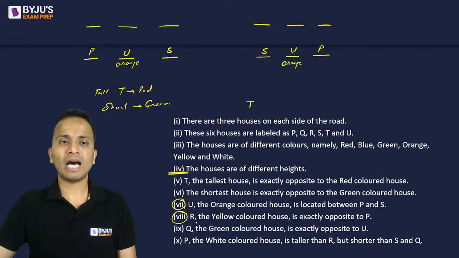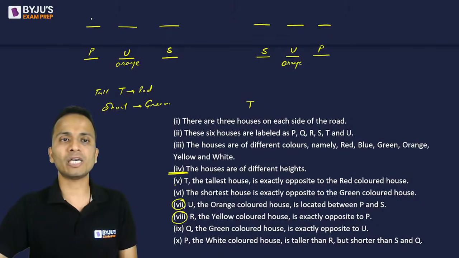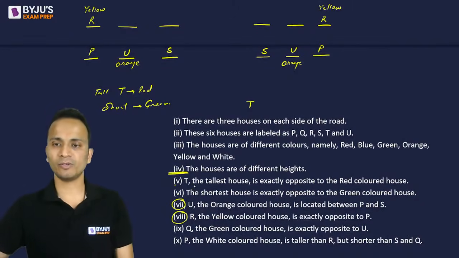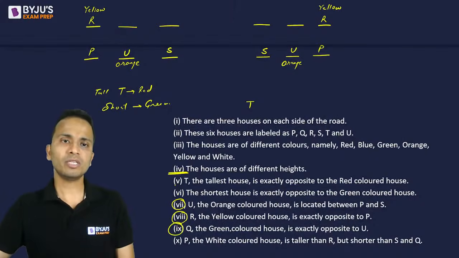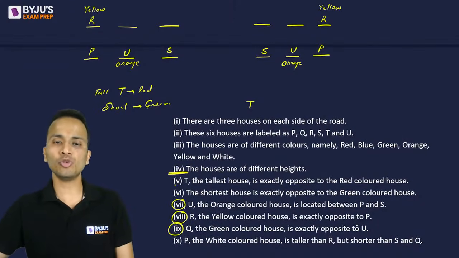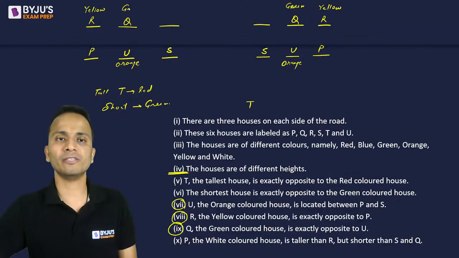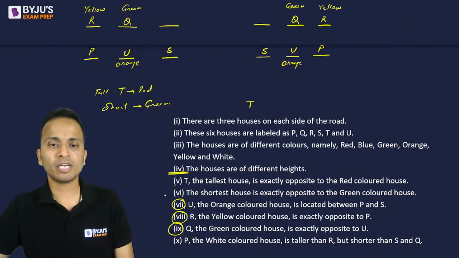Condition number 8. R, the yellow colored house, is exactly opposite to P. So opposite to P is R, which is yellow in color. Okay, so opposite to P, it is R, which is yellow in color. I'll put R in both the cases. Okay, that was statement number 8. Now, statement number 9, Q, the green colored house, is opposite to U. So Q is opposite to U in both cases, and the color is green.